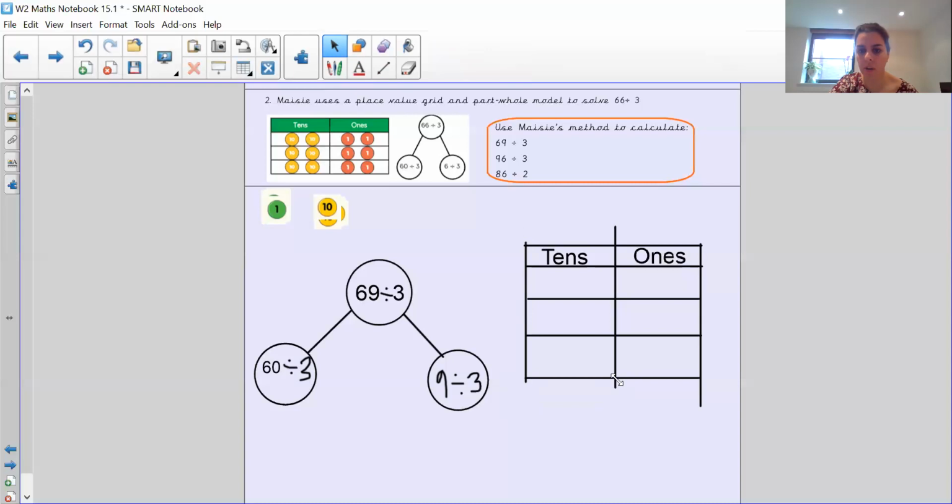And you've got 3 rows because that's how many we're sharing it by. Oh my goodness, having a bit of a nightmare. Okay, now I need to share them.